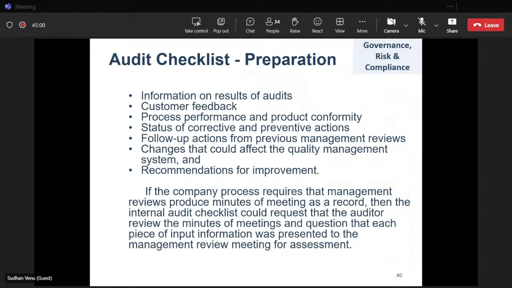If the company process requires a management review, they have to produce minutes of meeting as a recorded document. The internal audit checklist could then request that the auditor review the minutes of meeting, and ask questions on whether each piece of the input information was presented to the management review meeting for assessment. So this is the way they prepare the audit checklist in terms of the management review.